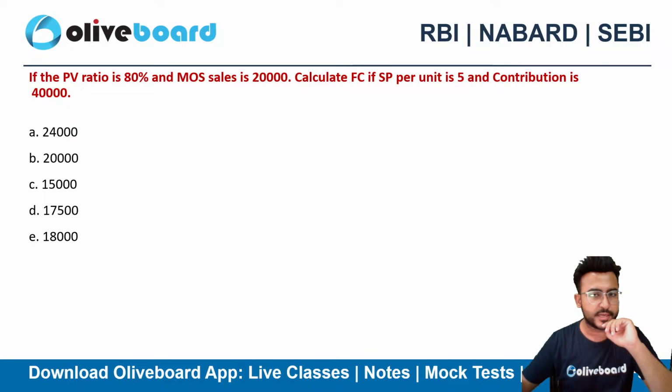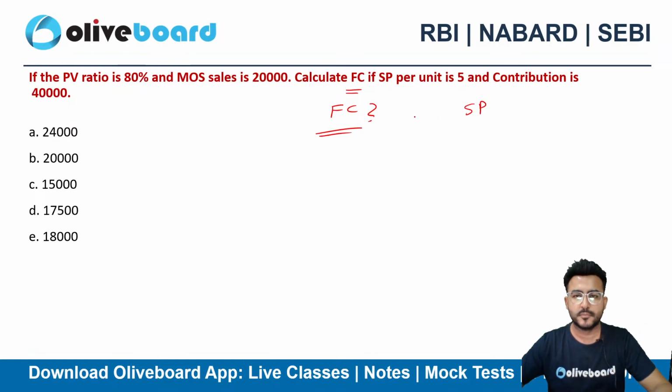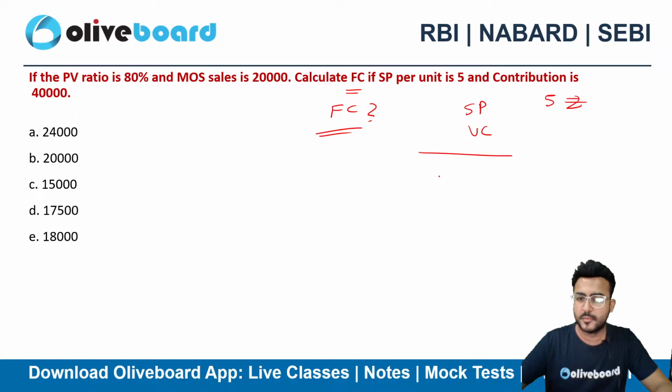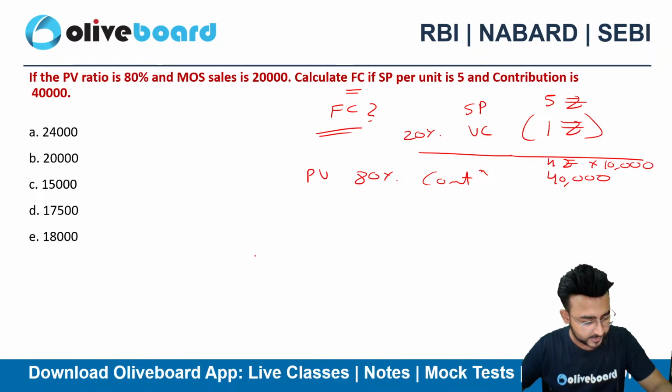You need to calculate here the fixed cost. We know that the sales price is 5 rupee. Variable cost we don't know. Contribution is 40,000. We know the PVR as well, 80%. Obviously we know the variable cost as well, 20%, which is 1 rupee here. 5 ka 20% will be 1 rupee. So my contribution should ideally be 4 rupee multiplied by 10,000 units. So contribution is 40,000 accordingly, right?